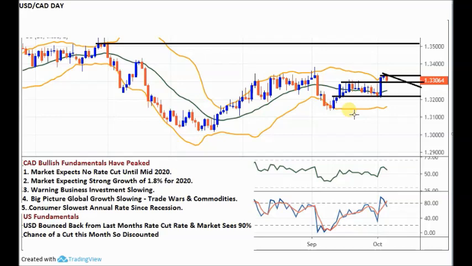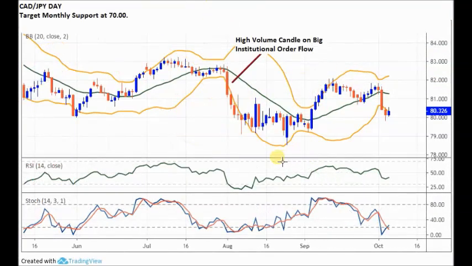The bullish fundamentals are peaking, which I've already said. Now, in terms of the next chart, it looks like a really good setup as well, which is CAD CHF. So let's go and take a look at it. Right, we're on CAD JPY daily.